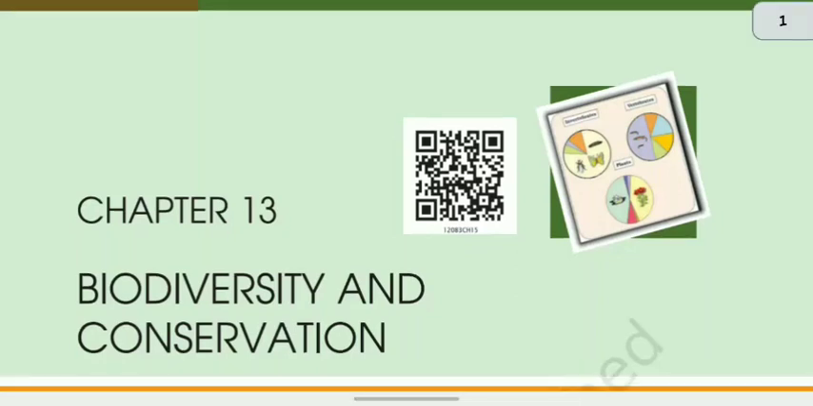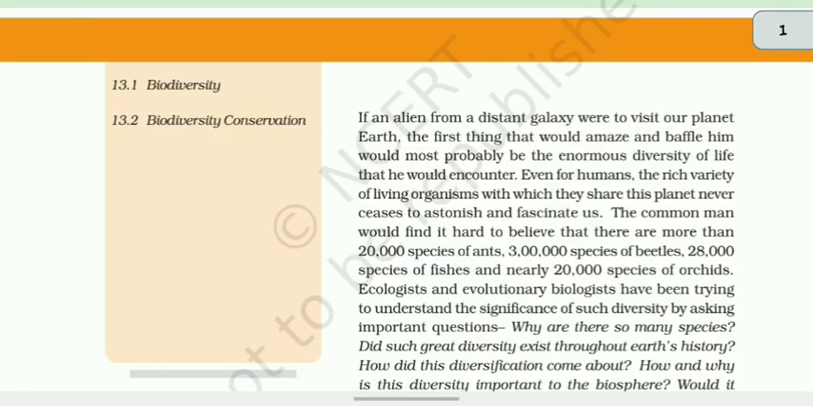Dear students, let's begin with the NCERT reading of Class 12, Chapter 13, Biodiversity and Conservation.